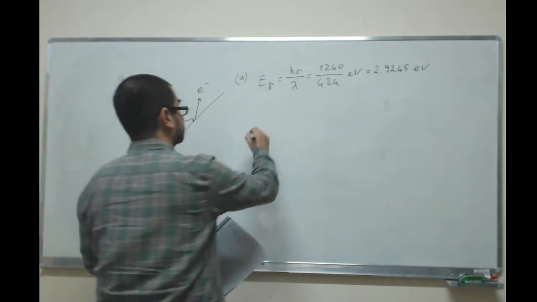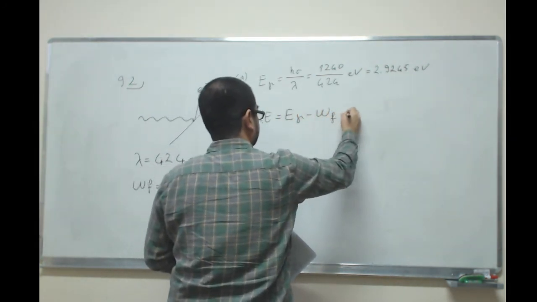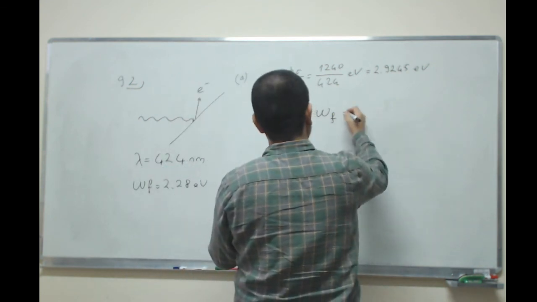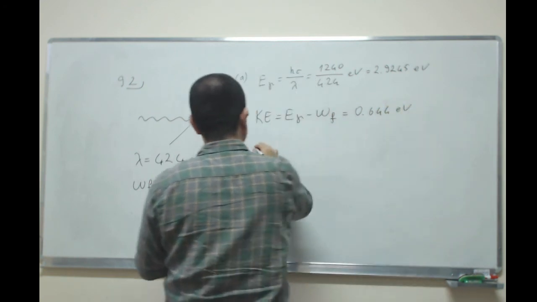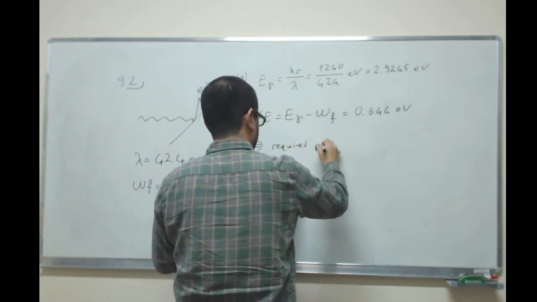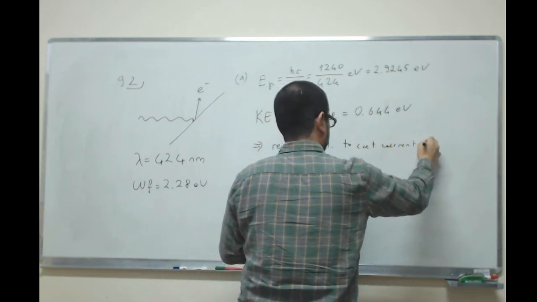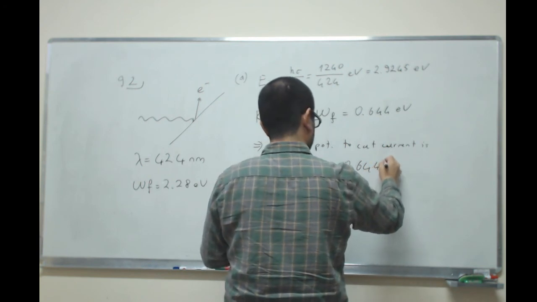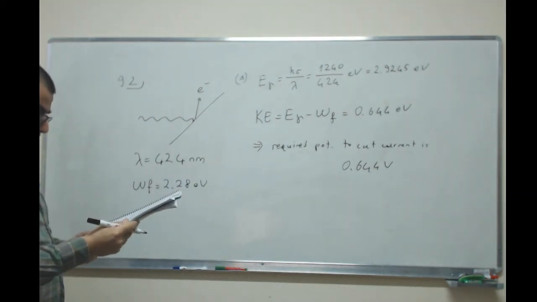So the kinetic energy of the electrons is going to be E photon minus the work function, and did I calculate that? This is 0.644 electron volts. Therefore, a required potential to cut current is 0.644 volts, right? I don't know why I wrote it this way, but yeah, doesn't matter.